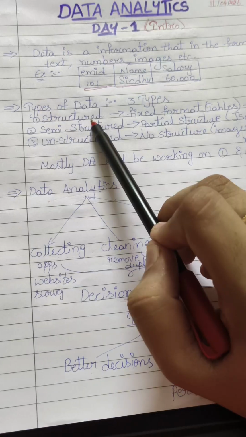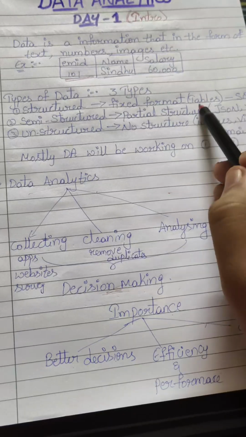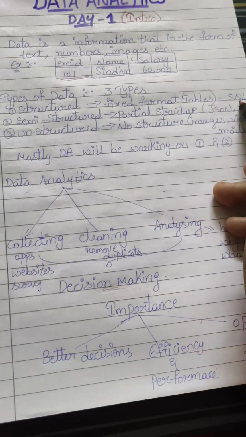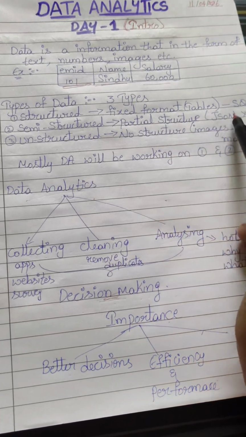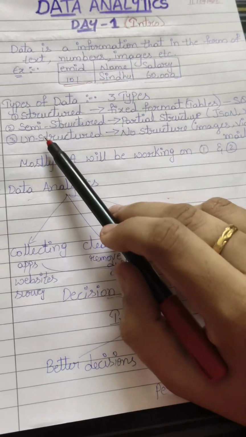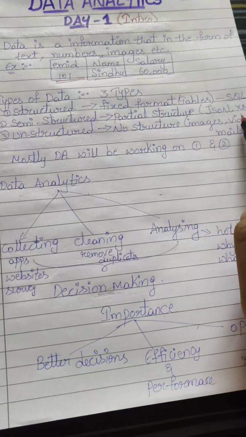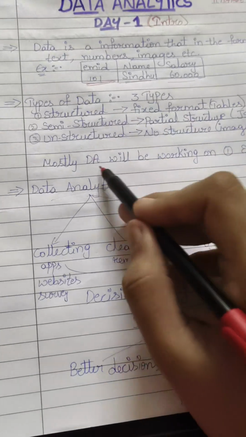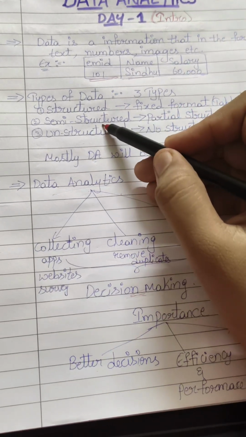Structured data will be in the form of tables, where we can get this data from SQL. We'll talk about this later. For the semi-structured one, we can get this kind of data from Excel files and JSON files. Unstructured data, which has no structure, we can get from images, videos, and mails. So mostly the data analyst will be working on the structured and the semi-structured data.